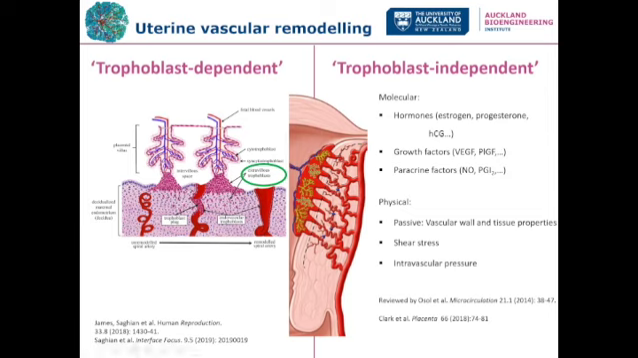But every other artery in the uterus actually changes its form and function, partly in response to hormones and growth factors, which tend to relax the vessels. They get larger, but also due to that large increase in blood flow that I talked about.